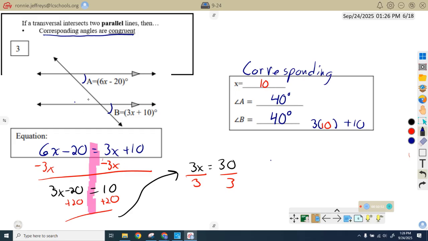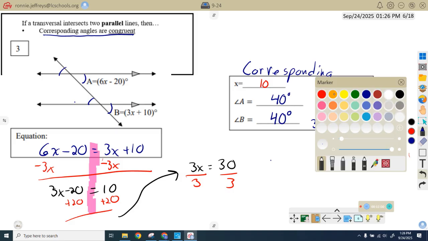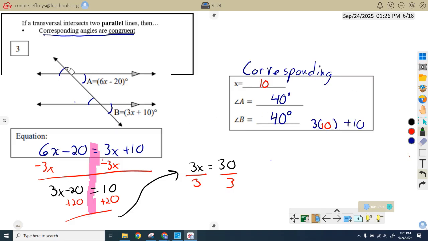We could also find these other angles right here. We know that this and these are congruent. So if the blues are 40, and these have to be supplementary to the greens, what is the green value right here? 140.